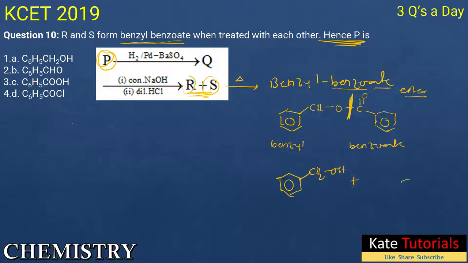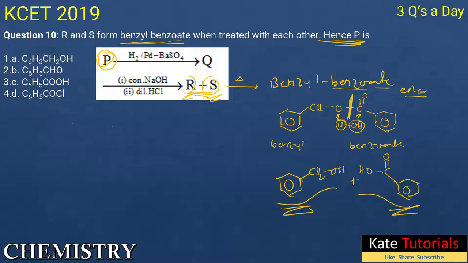Along with that, I'll get benzoic acid, COOH. If I do hydrolysis, H will add to this oxygen and OH will add to this carbon. So I'll get benzyl alcohol and benzoic acid. R and S treated give benzyl benzoate. What is R? R is benzyl alcohol. What is S? Benzoic acid.